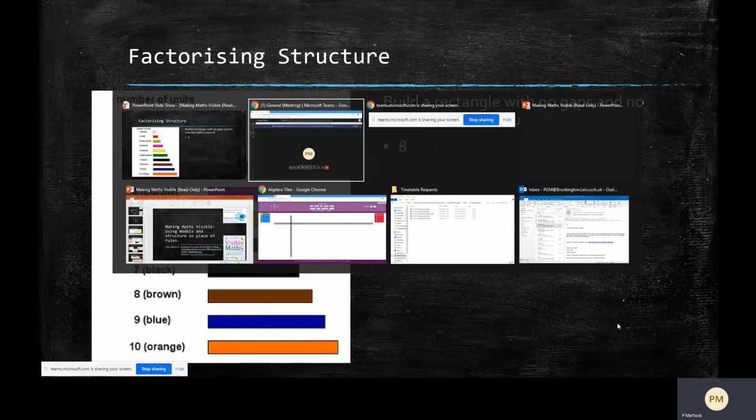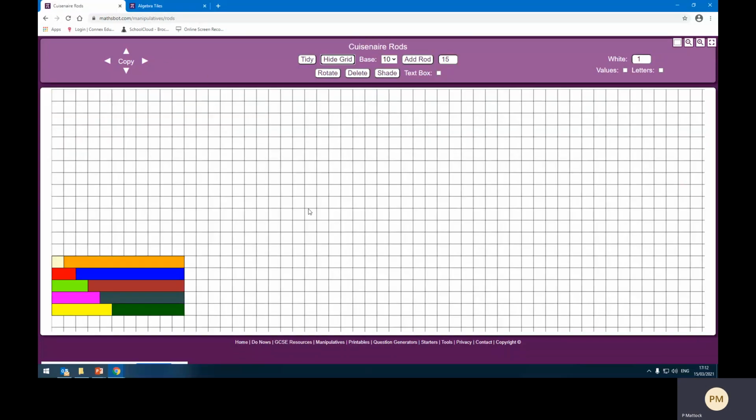So I'm going to flip over to my Cuisenaire rods now. Here they are. And I'm going to build some rectangles with a value of 8. I'm going to build this rectangle. And I'm going to build that rectangle. And I'm going to build this rectangle because I can. And there's a whole host of different rectangles I could build there.